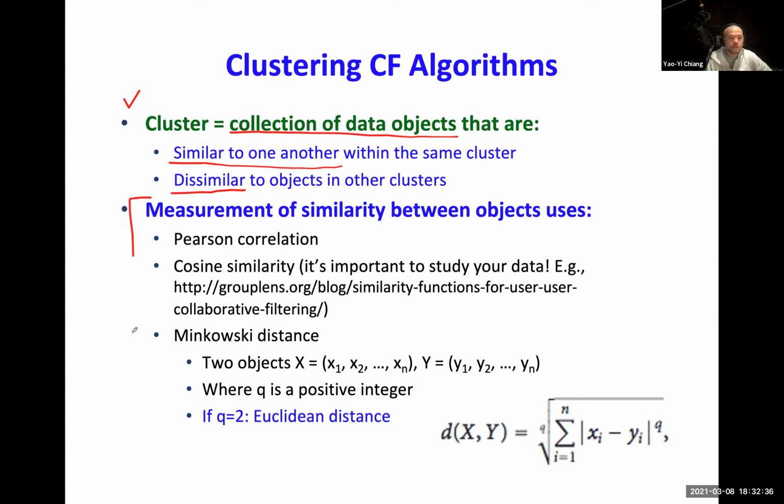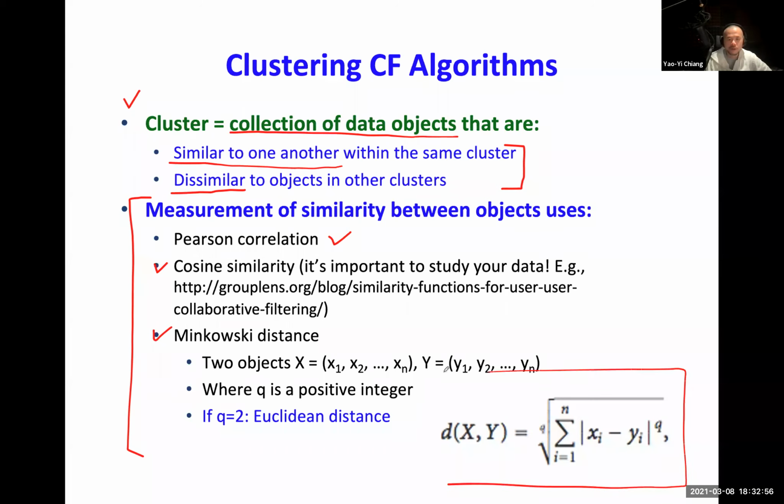We need to be able to define a similarity measurement, right? Because we talk about similar, dissimilar. What do you mean by similar? Some measurements that we can use: Pearson correlation, cosine similarity, Minkowski distance. If you are not familiar with the Minkowski distance, it's just a general form of your Euclidean distance. If p is 2, this will be Euclidean; if it is 1, this will be Manhattan distance.